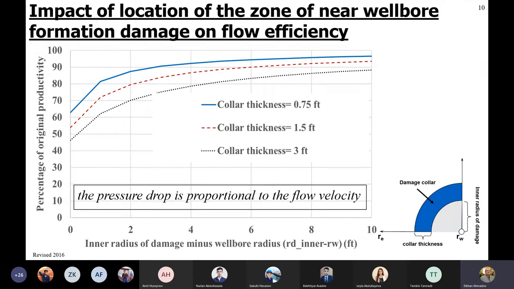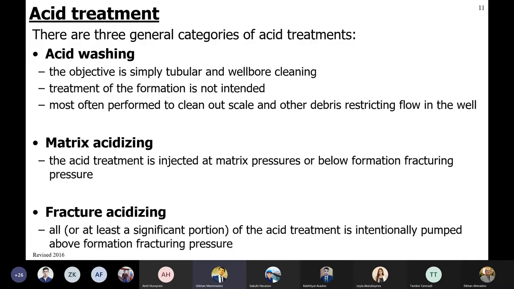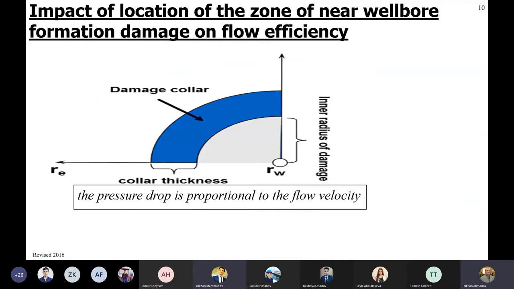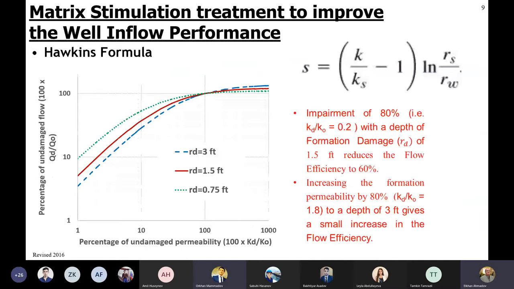Sorry, can I ask a question? Yes. My question is related to the previous slide. Maybe you explained it, but due to some sound problems, I missed this part. In the previous slide, we have a chart, I mean a graph, with percentage of undamaged permeability on the x-axis. Actually, I couldn't get what it means, percentage of undamaged permeability. Well, 10% is undamaged, maximum 10% is undamaged, and 90% is damaged from this graph.